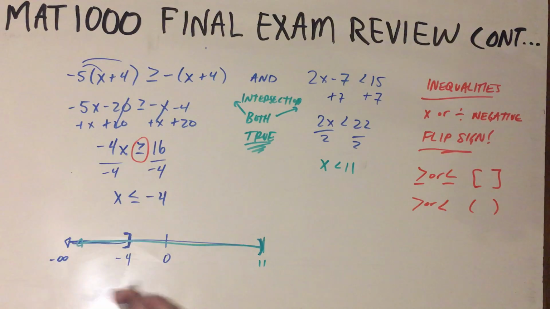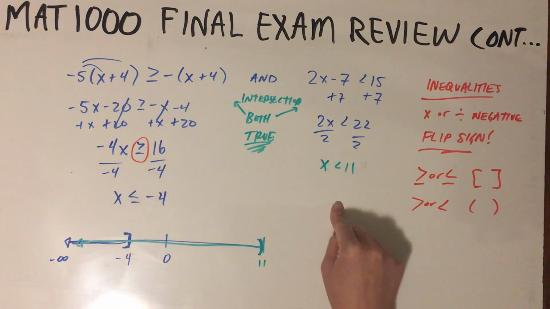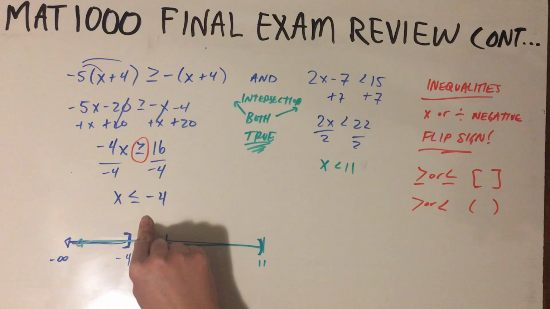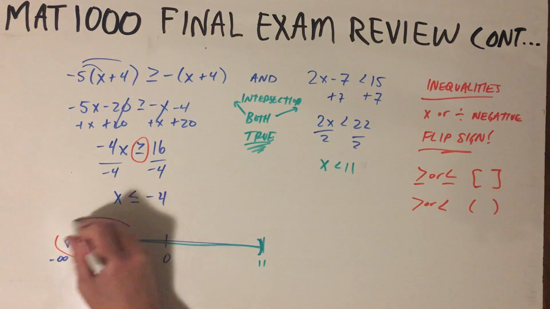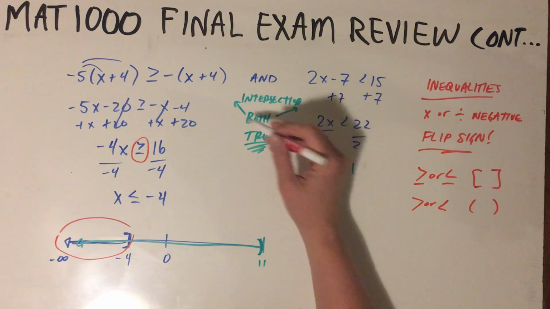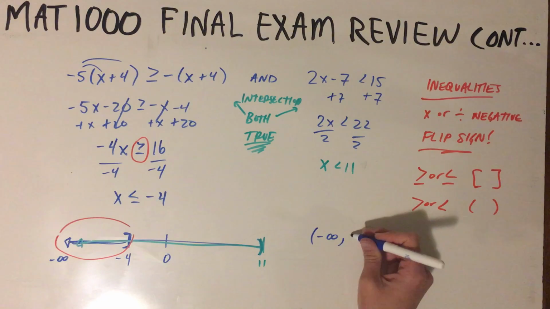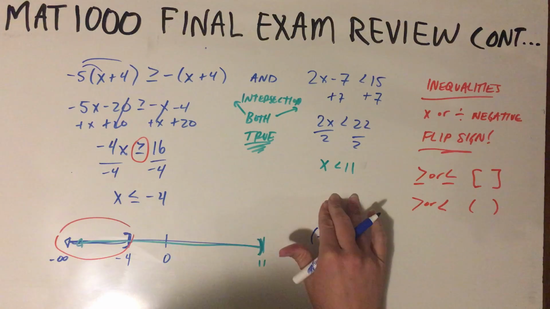Now, it's really important to understand the difference between the and and the or. The and is what value would make this one and this one true. If I plug in 0 right here, 0 is less than 11, that makes this one true, but it makes this one false. 0 is not less than or equal to negative 4, so that is not part of my solution. My solution is only the part where they overlap, in other words, that makes both of them true. So if I were to write this solution in interval notation, I would have from negative infinity to negative 4 and include negative 4, because I need to make this statement and this statement true.